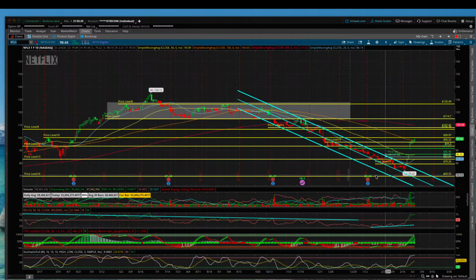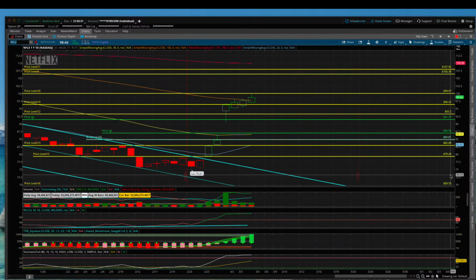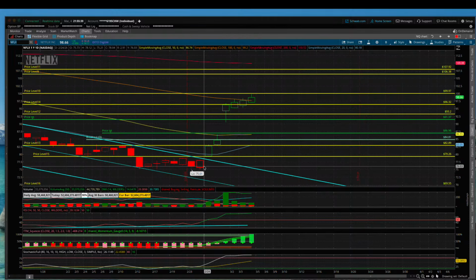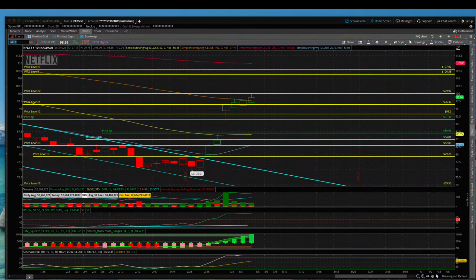Netflix, what can I say? It's good long term. Don't expect much from it already, but it's already made a huge move. In the past 2 weeks, it went from 75 to 99. You're not going to get those moves every day. And this is going to chop around here or slowly grind up. But it's bullish. Nothing else to say about Netflix. Just stay long it.